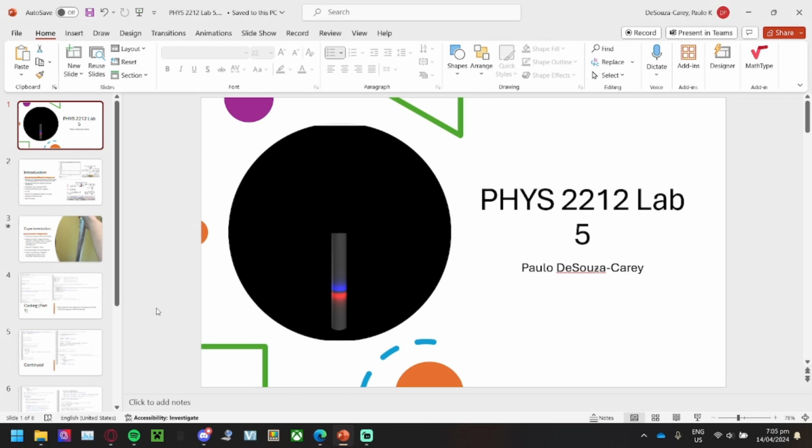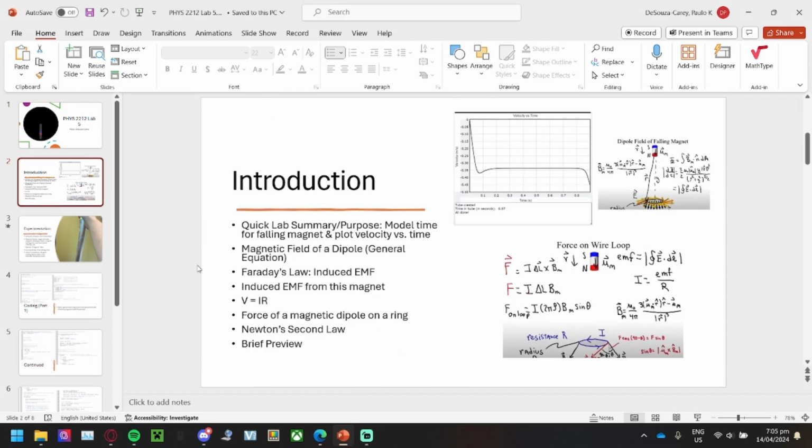This is my 5th physics lab report. There's a bunch of formulas to get through, so I'm going to try to make this intro slide quick. A quick summary slash purpose of this lab was to model the time of a magnet falling through an aluminum foil tube, both in real life and also computationally. And computationally, we also plot a velocity versus time graph.